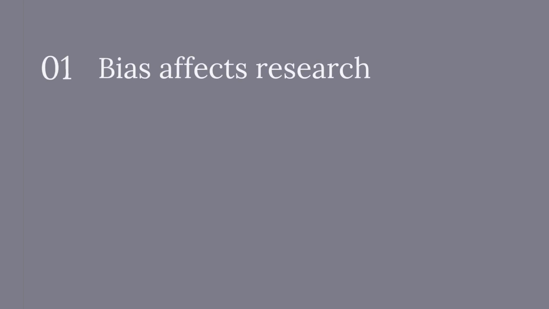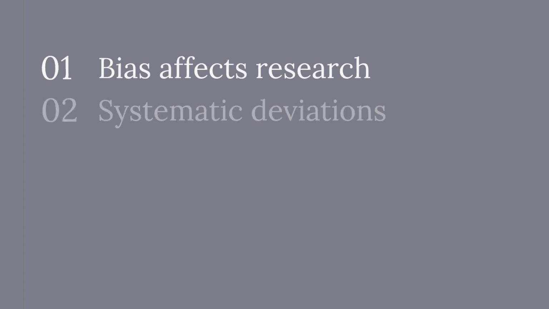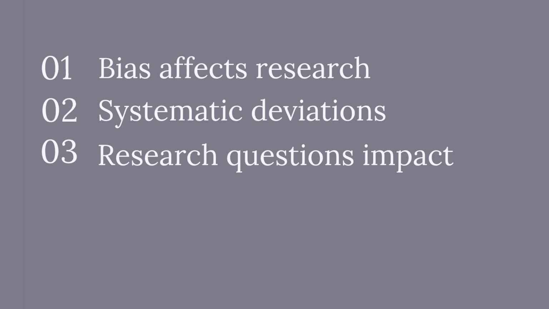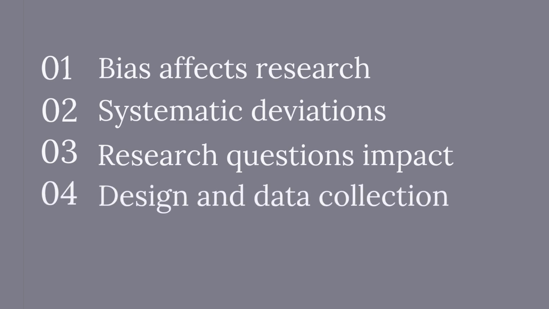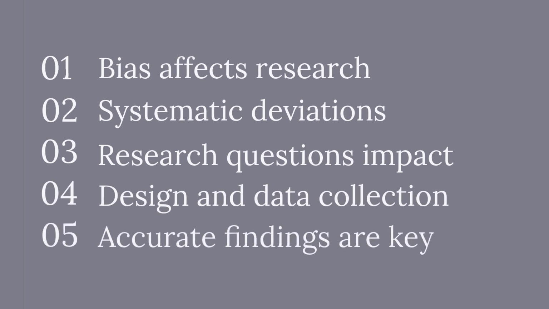Bias in research refers to systematic deviations from truth. It can occur at any research stage, affecting questions, design, data collection, analysis, and interpretation. Understanding bias is essential for accurate findings. It ensures research remains valid and generalizable. Let's explore the different types of bias.